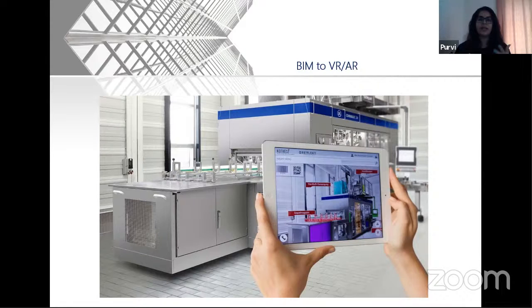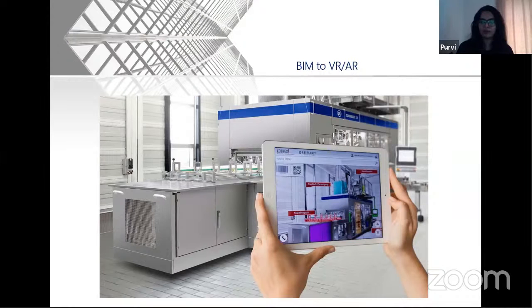So this is a very nice process of coordination. Even if you don't have the software with you, there are a few apps available that you can just download on the tab, and you can view it something like this. So VR and AR also play a very major role when we are talking about building information modeling.